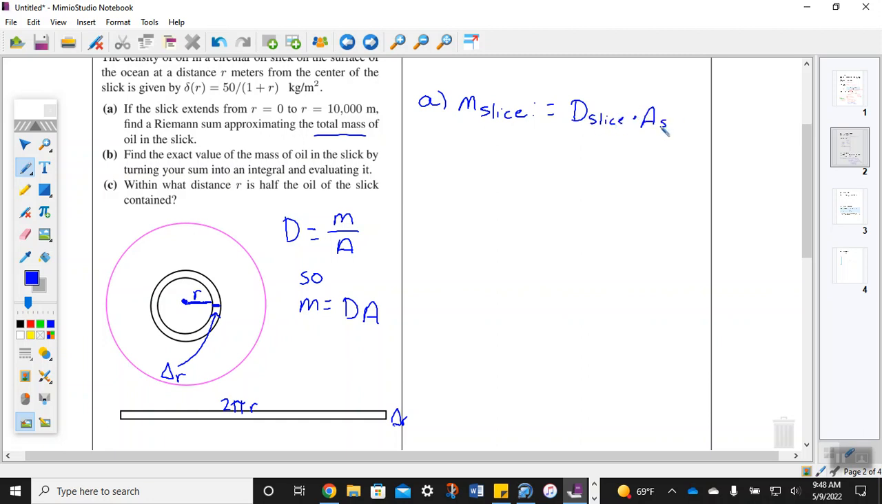Density times area. Okay, so let's go with this. The mass of the slice on this, my friends, will equal... Do we know the density up there? Do they give us a density function at any distance r from the center? What is that density function? 50 divided by 1 plus r.